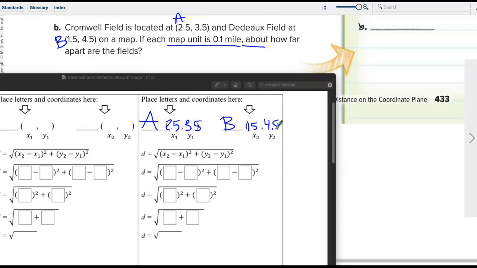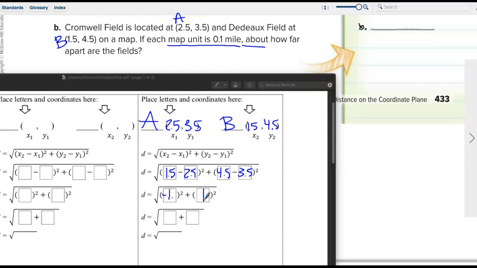Okay, when I substitute, what is x2? 1 5/10 minus x1, quantity squared, plus what is y2? Minus y1. What would I do first to solve? Subtract. What's 1 5/10 minus 2 5/10? Negative 1. What is 4 5/10 minus 3 5/10? 1.